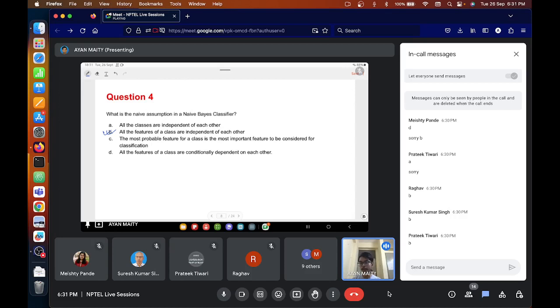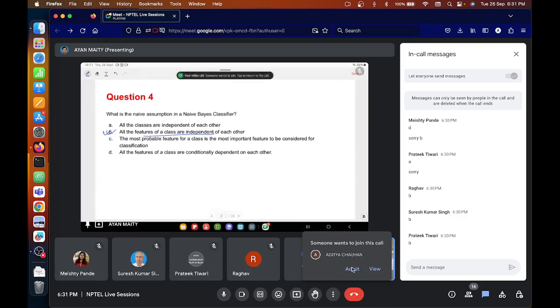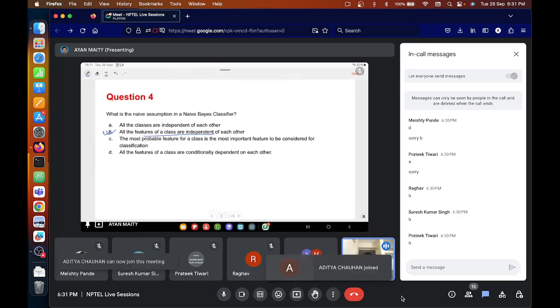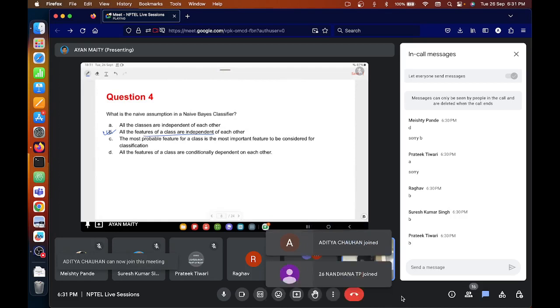But it might not be correct for every task or every problem. So that's why this is a naive assumption or a very simplistic assumption that we make in case of naive Bayes in order to simplify the probability calculations. That's why this is called naive Bayes classifier. This naive assumption is made that in a given class the features are independent of each other.